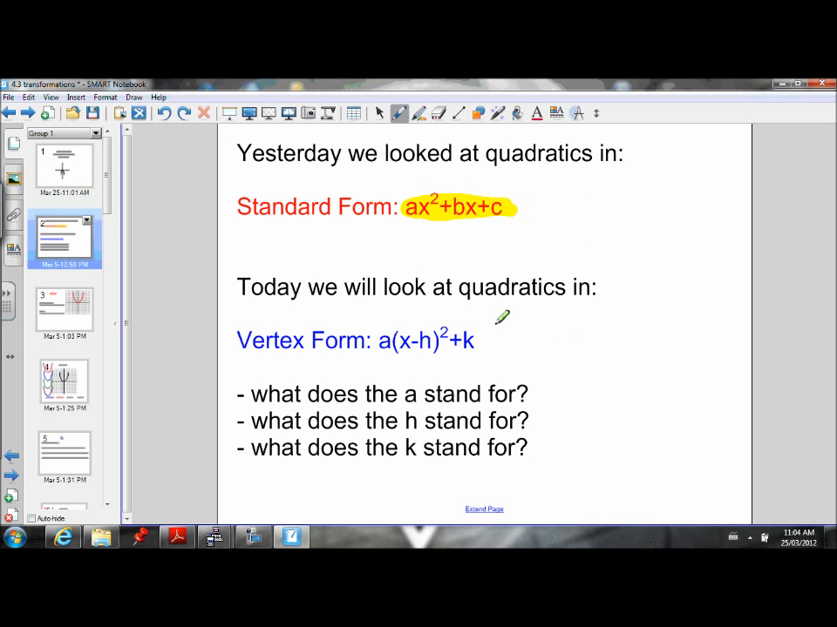Today we're going to learn about quadratics in this form, in y equals a(x minus h) squared plus k. What we're going to do is spend some time figuring out what the values of a, h, and k mean. Okay, what do they stand for? When we change these values, how is the parabola going to be affected?